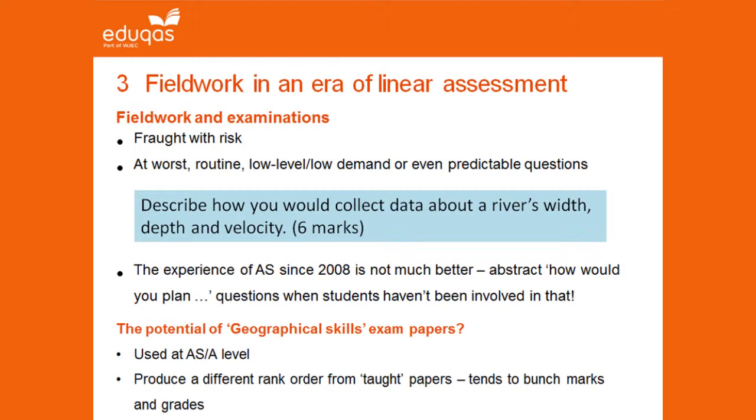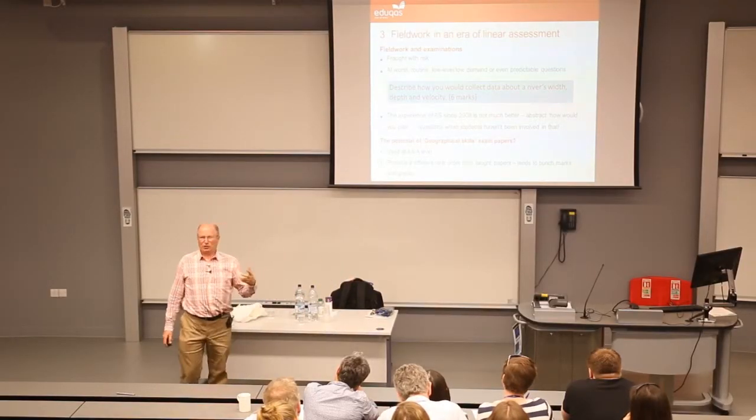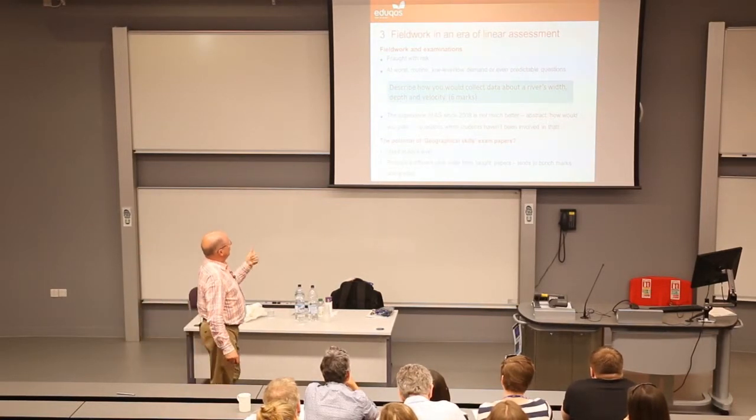But there's a warning, because examinations, I'd have to say, have traditionally not led a particularly clear, geographically good or sound way forward. If we're trying to adopt past processes, we may, again, be missing a trick, because that's the kind of question, highlighted in blue, which comes from many years ago, but is not the sort of question I would ever really want to see on a GCSE paper. Describe how you would collect data about a river's width, depth and velocity.